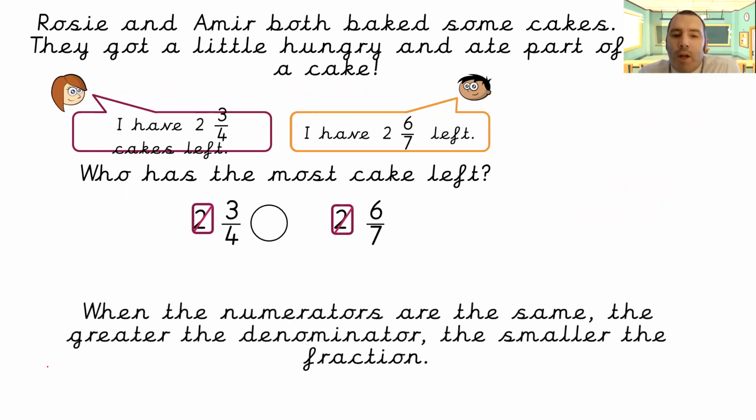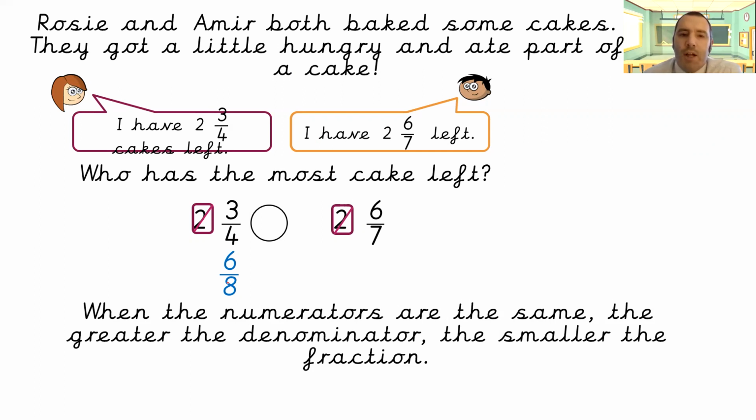When the numerators are the same, the greater the denominator, the smaller the fraction. Well, the numerators aren't the same, so we need to make them the same. We're going to multiply 3/4 by 2. We multiply 3 times 2 to make 6, so we can use that to get our numerators to be the same. And then 4 times 2 is 8. Now we've got the numerators the same, we know the greater the denominator, the smaller the fraction.